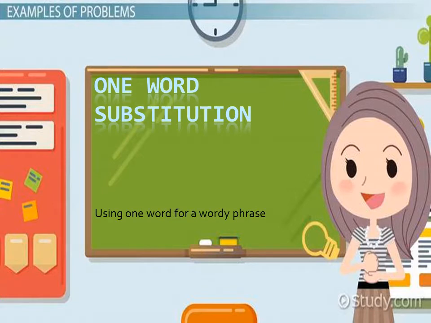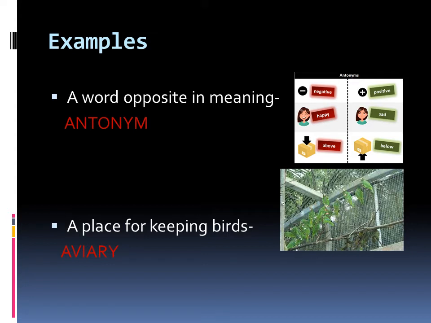We use it to add richness to the language. Often we use thesaurus to find the substitution word, but sometimes root words fulfill the purpose. Let us take some examples. Here are 5 words. A word opposite in meaning. We will substitute it with one word, that is antonym. Negative, positive. Happy, sad. Above, below.